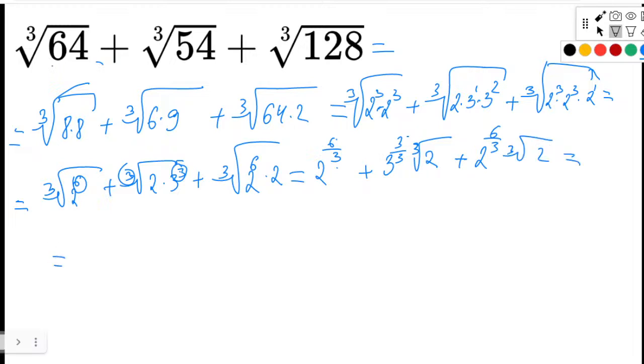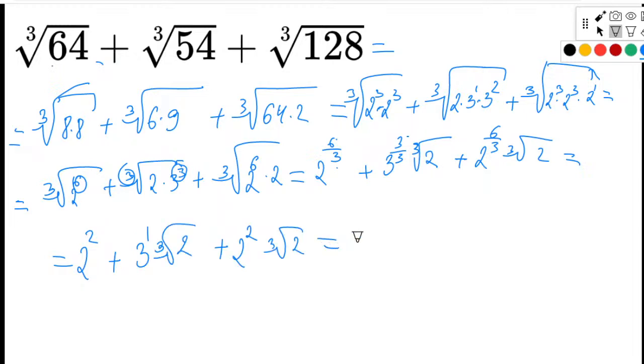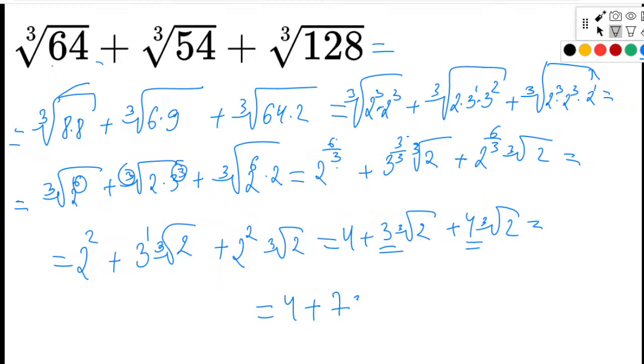We get here 2 to the power of 2 plus 3 to the power of 1, and still we have cubic root of 2 and cubic root of 2. And this would give us 4 plus 3 cubic root of 2 and plus 4 and cubic root of 2, and this would give us 4 plus 7, so 3 and 4 give us 7 cubic root of 2. So this is the answer for this question.